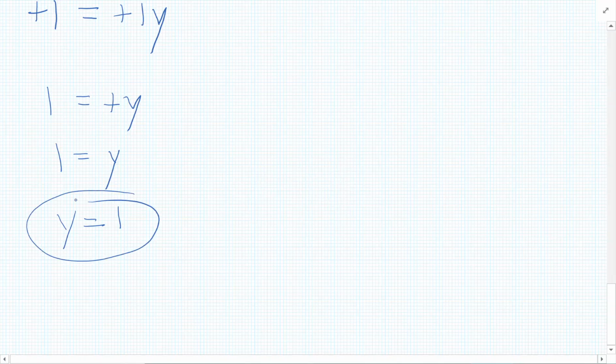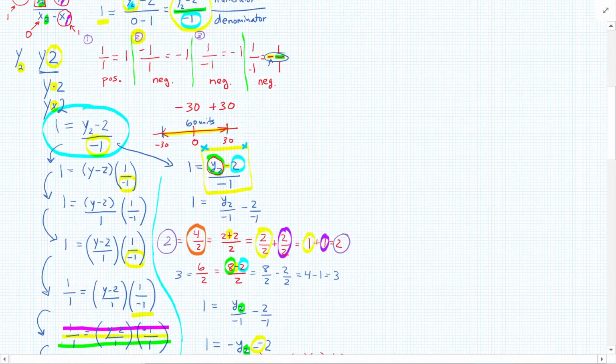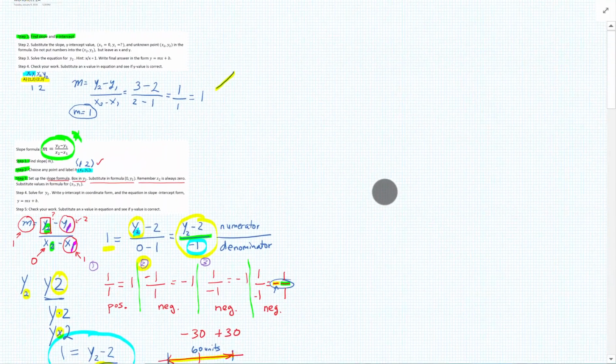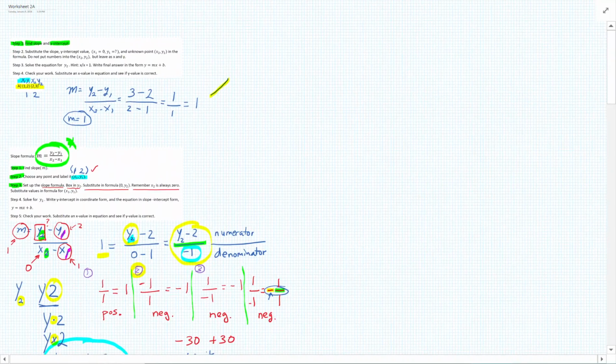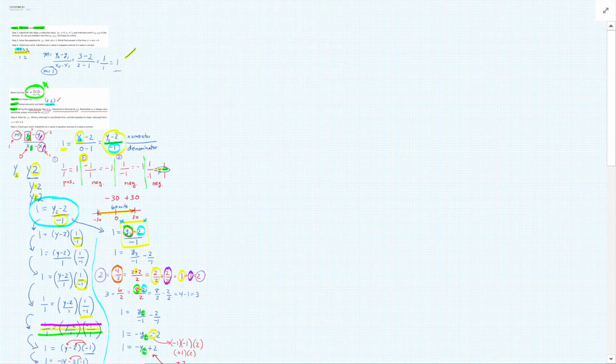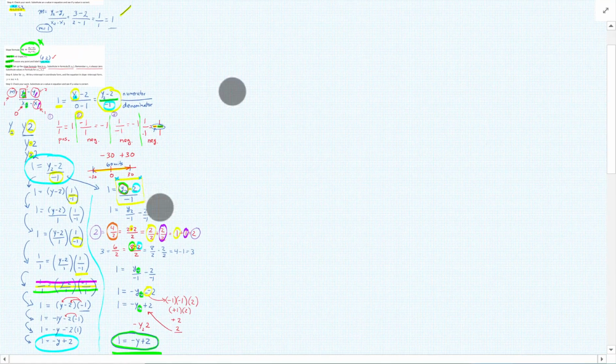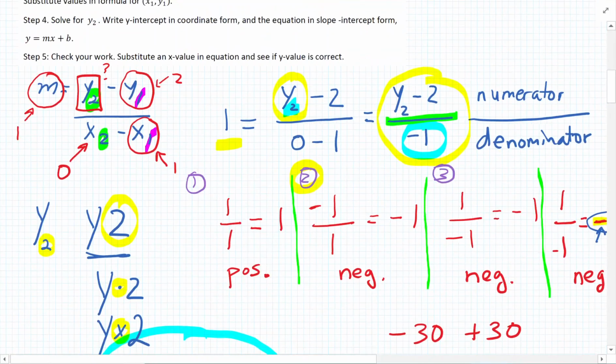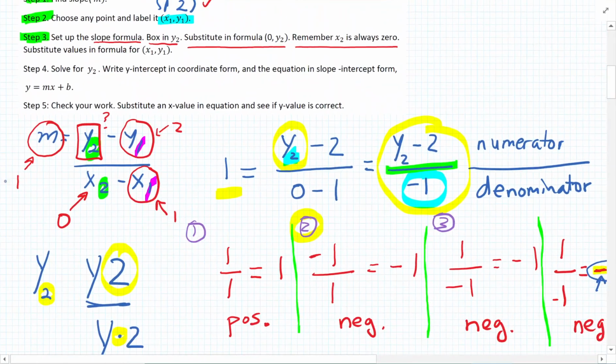Okay, now that you know that, let's go back and discuss what we were trying to accomplish in the first place. Reviewing the steps. We took slope equals something. We put in some values from the problem with the points we had, and we determined it was 1. Then we set up the problem. We substituted in 1, 0, 1, 2, and a question mark. We weren't sure what y sub 2 was. Well, we just found that out.